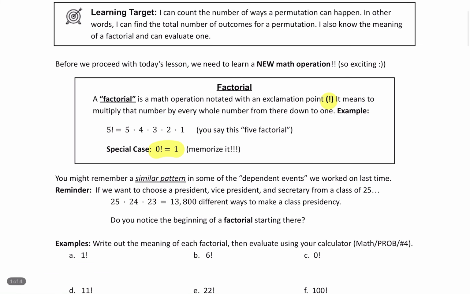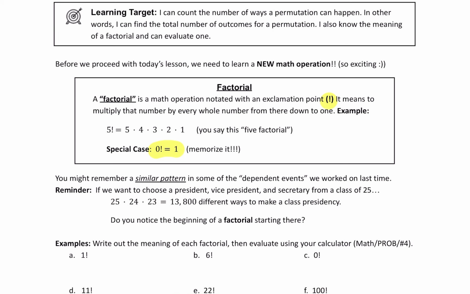So some of this might look a little familiar. Last class we talked about dependent events. And like in this example down below, choosing a president, vice president, and secretary out of a class of 25, we multiplied 25, 24, and 23 together and got our answer. Well, that right there is the beginning of a factorial. It's not a complete factorial, but it is the beginning of a factorial.